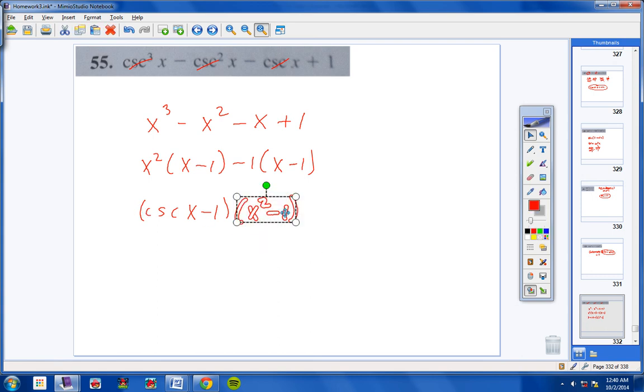And then for this parentheses here, I'm going to put my cosecant, and of course this 2 is moved right here.